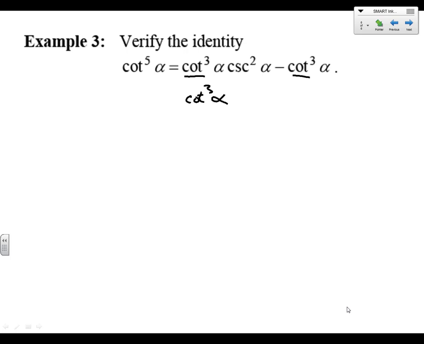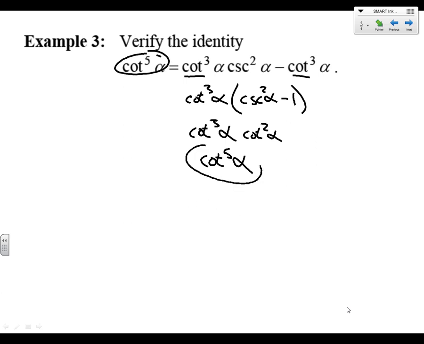Cotangent cubed alpha, cosecant squared alpha minus 1. And luckily, cosecant squared alpha minus 1 is equal to cotangent squared alpha. Put them together. You got cotangent to the fifth, which is what we wanted. And we have a solution. So there you go. There's worksheet 5.2.